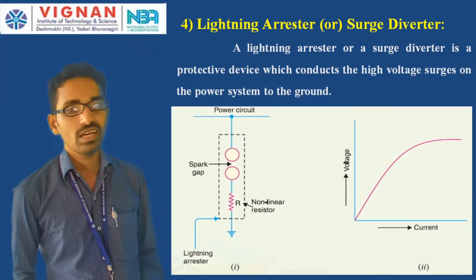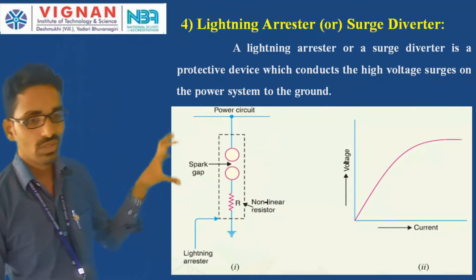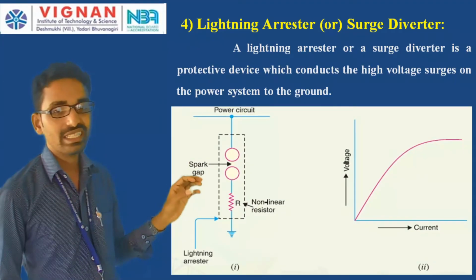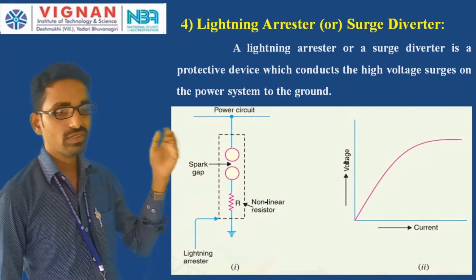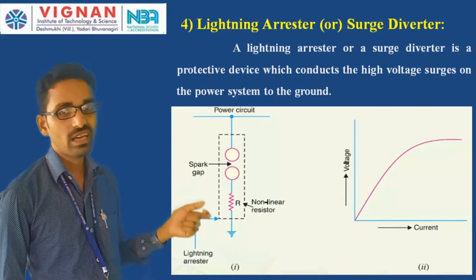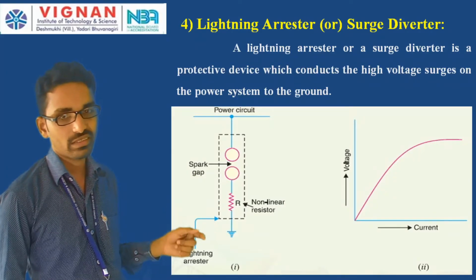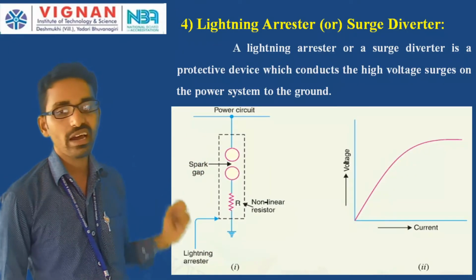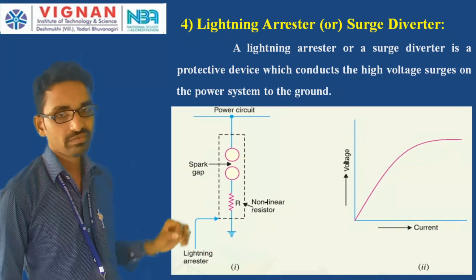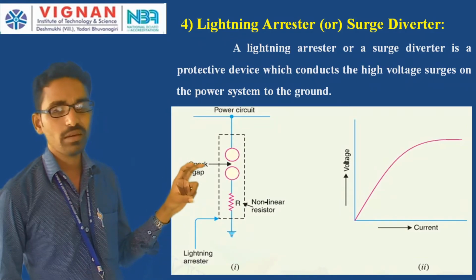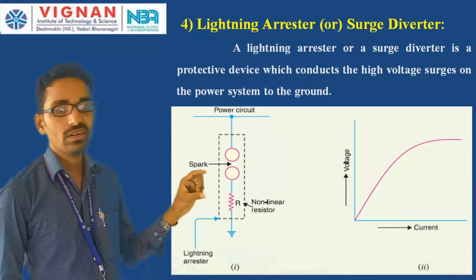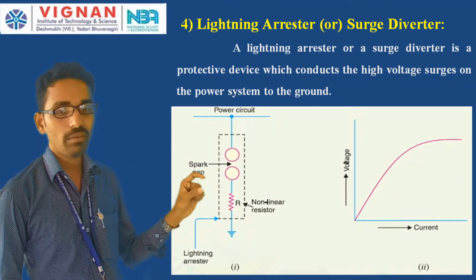So here, if you see the structure, the lightning arrestor contains mainly three parts. The first one is the power circuit or conductor, next is the spark gap, and the last one is the non-linear resistor. The combination of spark gap and non-linear resistor is considered as a lightning arrestor. So here the spark gap is there. That gap is nothing but what?